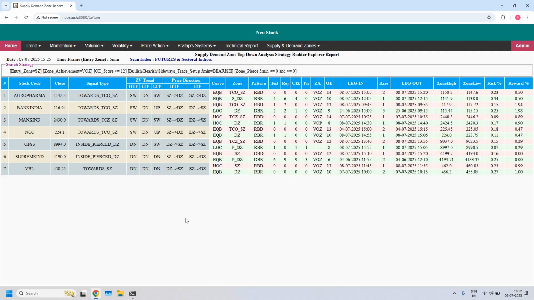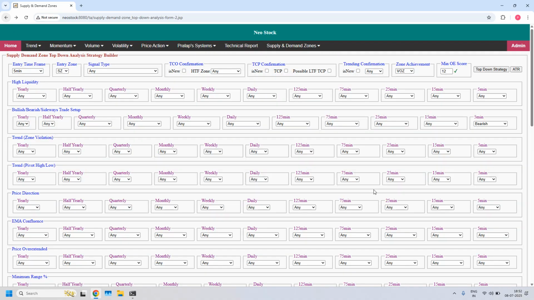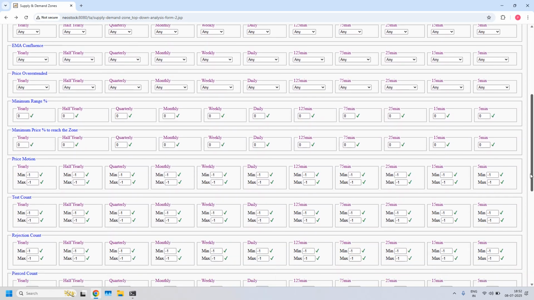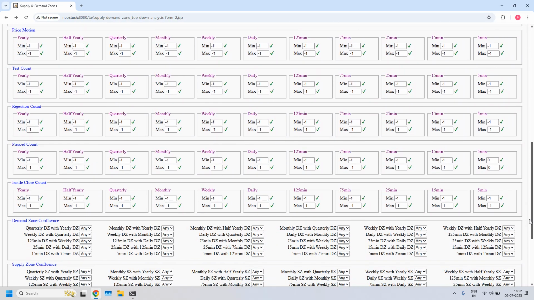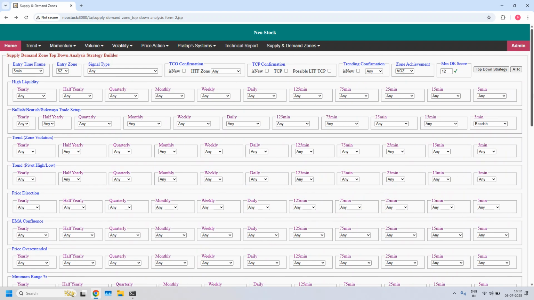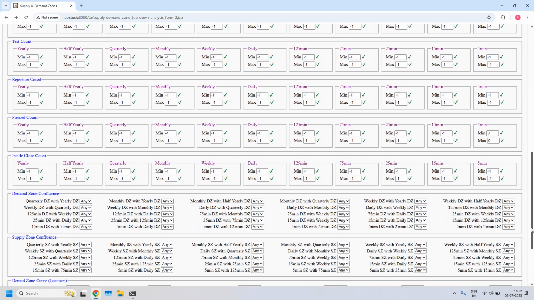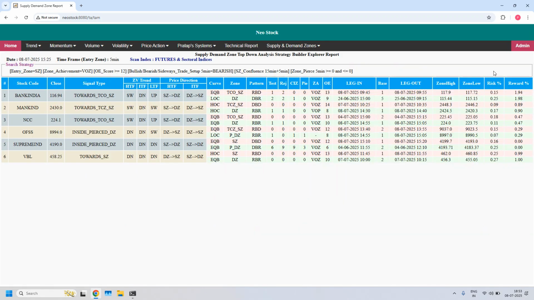We can further filter based on zone confluence. That is 5 minutes and 15 minutes supply zone confluence. Enabling the filter. 6 stocks are filtered, 5 minutes and 15 minutes. And the 15 minutes trend is down.